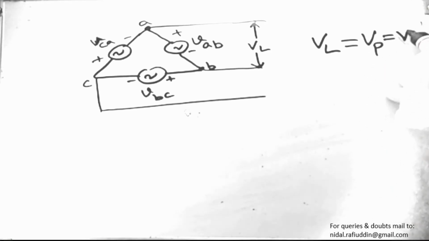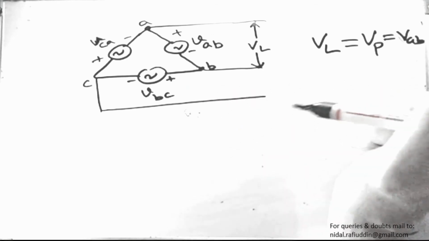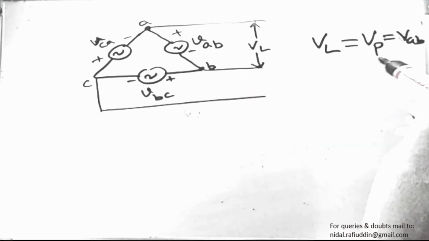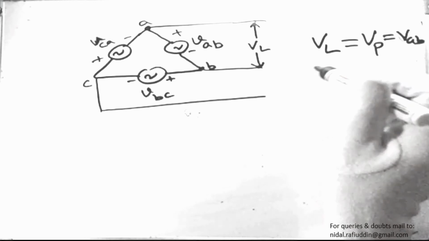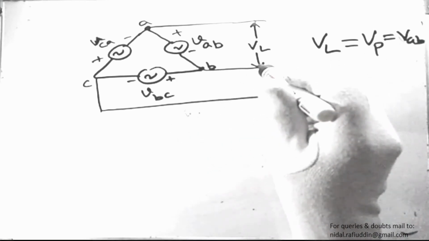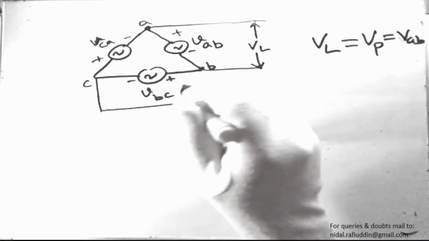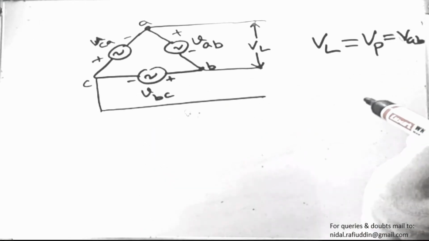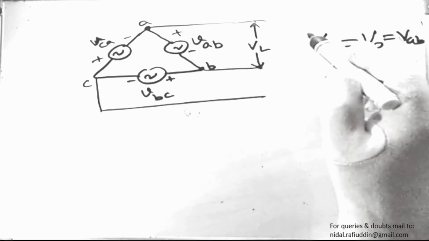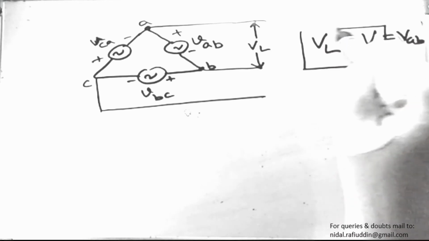And phase voltage is VAB. Likewise, this relation will hold for all the other phases. So if you try to obtain the voltage between B and C, that will again be the line voltage between these two points, and it will be equal to the voltage that appears across the second source, VBC. This means that for a delta connected system, we will always have VL equal to VP.